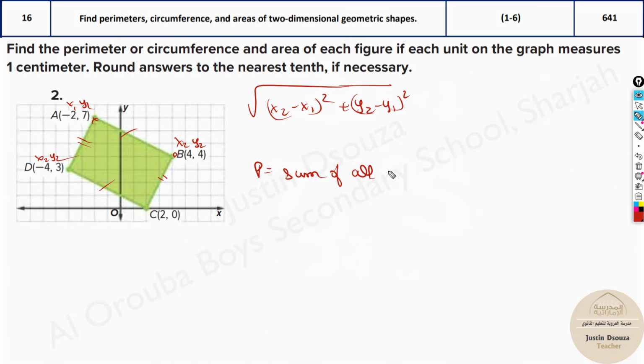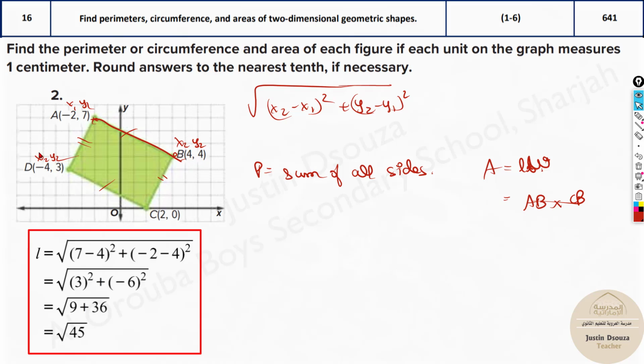The sum of all the sides gives you the perimeter, whereas area is length into width, or length into base, or length into width would be more accurate here, L into W. So you can just take AB multiplied by the line CB or D. So that is how we can solve it. See over here the length. Now, which is this length? Over here we have used 7 minus 4. So you can see 7 minus 4.